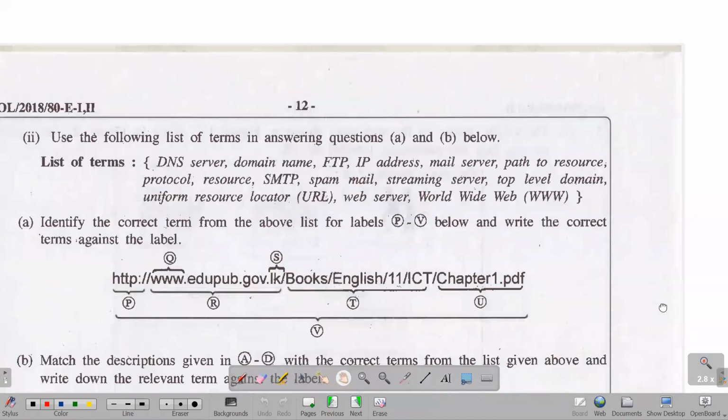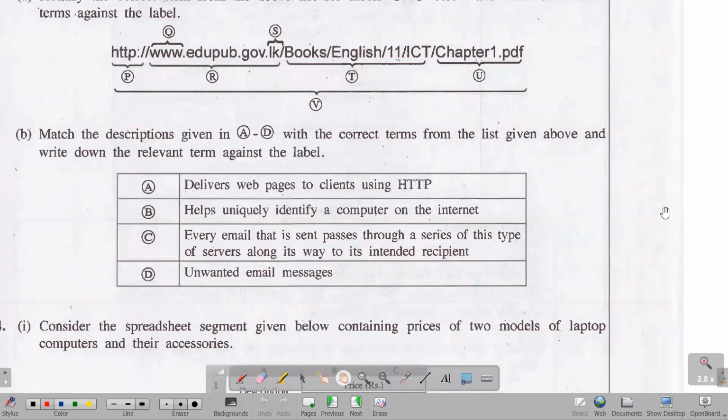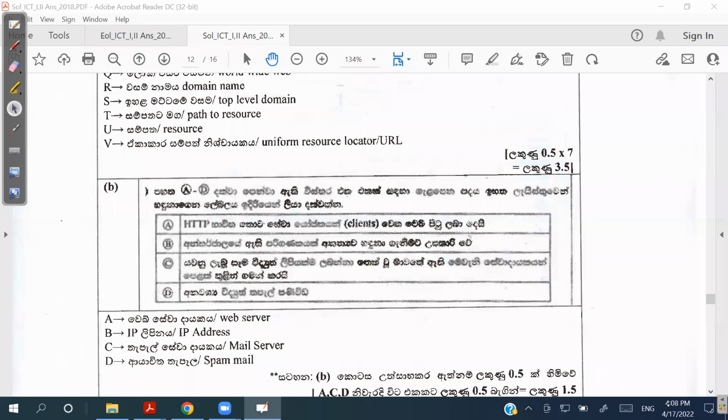Right, so let me write the things. Since it needs the scrolling, I'll go with the marking scheme, people. So the first one is the web server. Second one is the IP address, not the DNS. It's not translating anything. The third one, it's a mail server. And the last one, unwanted email, it is called a spam mail. Right, so for A it is web server, B it is IP address, C it is mail server, D it is spam mail.